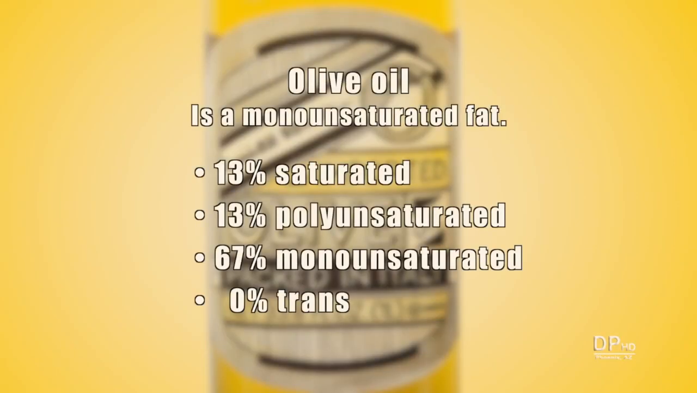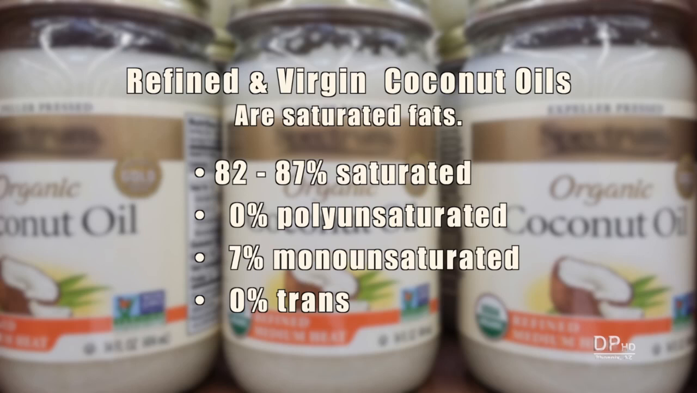Olive oil is a monounsaturated fat because the predominant fat is monounsaturated. Unlike butter, vegetable oils like olive oil have zero trans fat. Over 80% of the fat in coconut oil is saturated fat. Coconut oil has zero trans fat.